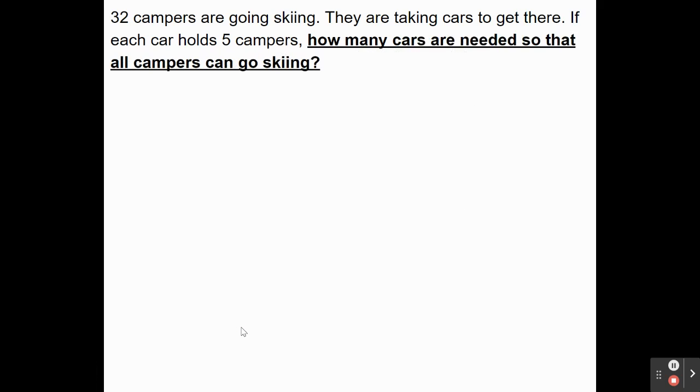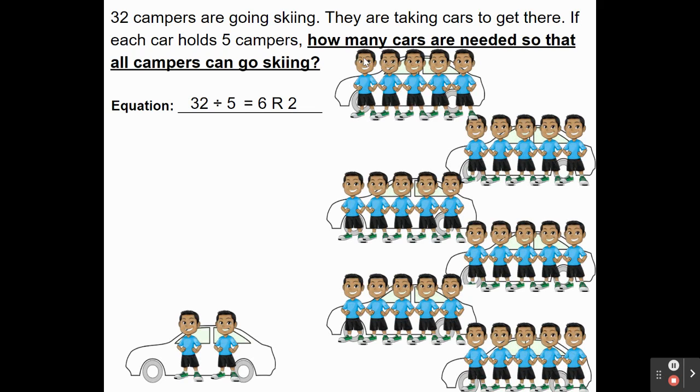Let's have the same scenario, but a different question. So the question here says, how many cars are needed so that all campers can go skiing? Let's start by having the equation. It's going to be the same equation, 32 divided by 5, which is going to get us our same quotient, 6 remainder 2. But we want to make sure we're answering the question that's being asked. How many cars are needed so that all campers can go skiing? Well, if we look here, there are 1, 2, 3, 4, 5, 6 cars completely filled, but that means 2 people would have to find another way to go skiing.